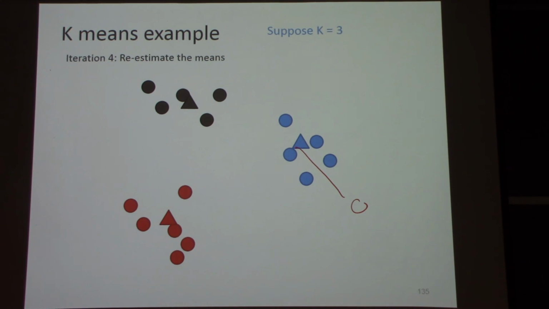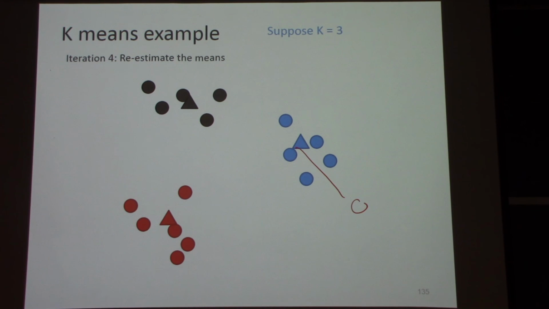Yes? What can you do if you don't know how many clusters you have? If you don't know how many clusters you have, there are 2 options. Option 1: you guess and you hope it works, and that's the most frequently done one. Option 2 is you can put a prior on top of that.